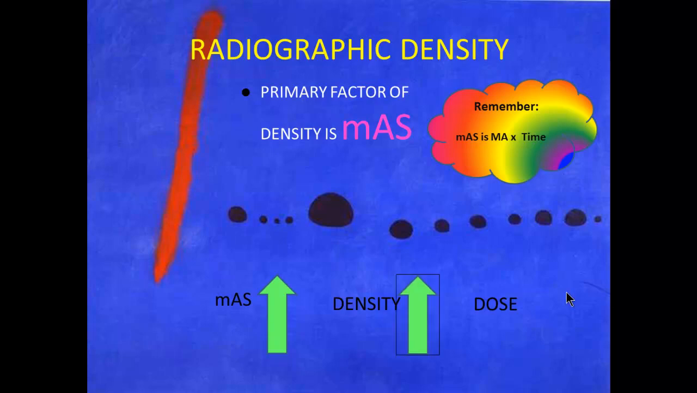Now, there's also a dose relationship to a lot of these parameter changes. And in this case, it's directly proportional, where dose will go up as soon as mAs goes up. In fact, it doubles. If you double mAs, you double the dose.